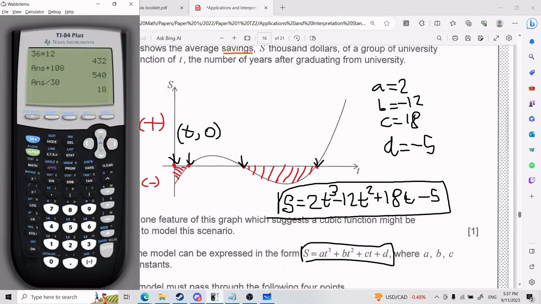So what I can do is go ahead and graph it. I can go to y equals and graph this whole thing: 2x cubed minus 12x squared plus 18x minus 5. So I go ahead and graph. My graph is probably not going to look that nice, but that is all right. No worries. I'm going to change my window a little bit, change the zoom in particular, zoom fit, and see what happens.